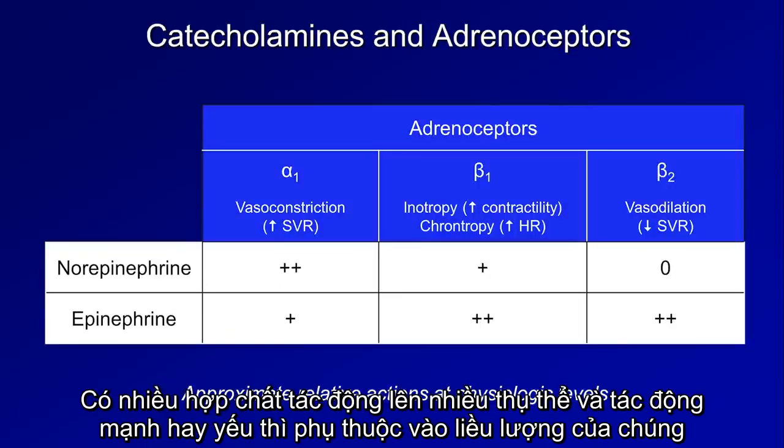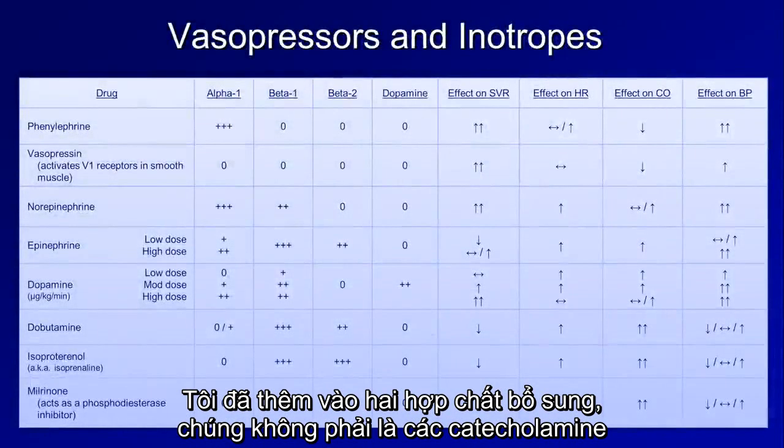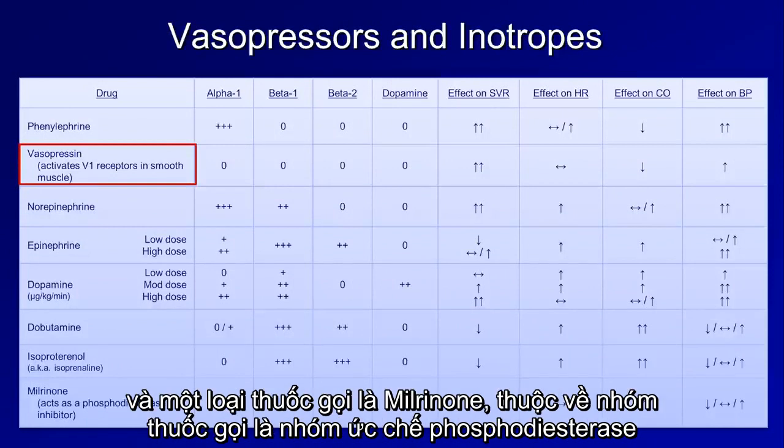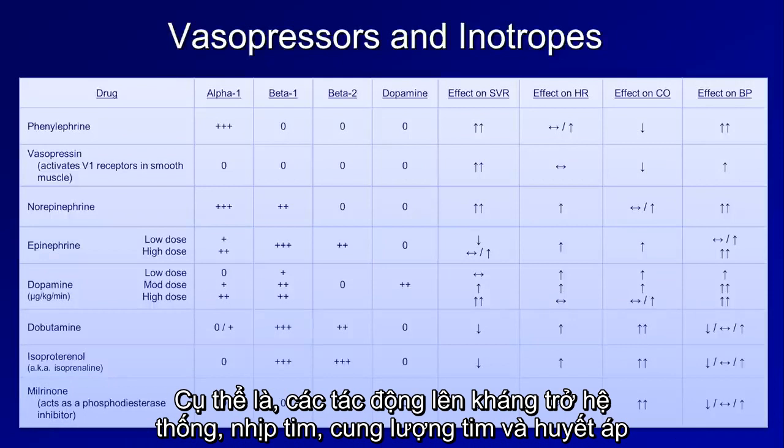There's multiple compounds which have effects across multiple receptors, and the relative strengths of those effects are dose dependent. With that in mind, let's take a look at a table summarizing the effects of all significant endogenous compounds and synthetic pharmaceuticals. I've added in 2 additional compounds which are not catecholamines, the previously mentioned vasopressin, which is a naturally occurring hormone, and a medication called milrinone, which belongs to a class of drugs called phosphodiesterase inhibitors. And I've listed some hemodynamic effects of each, specifically what happens to SVR, heart rate, cardiac output, and blood pressure.